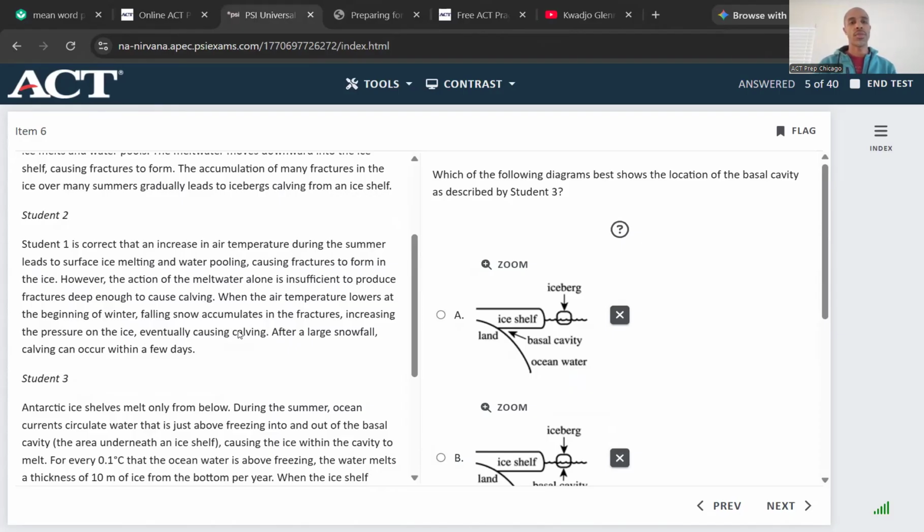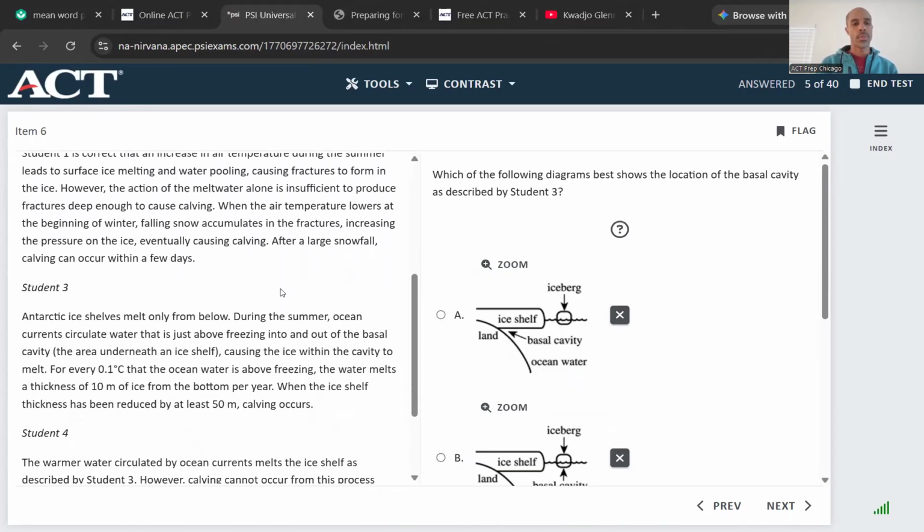So that's the difference. They're saying that the meltwater alone is insufficient. So the meltwater causes some fractures, and then the snow, when it snows, gets caught in these cracks caused by some of the fractures from the meltwater, or the rising temperature of the surface will cause these big cracks, right?